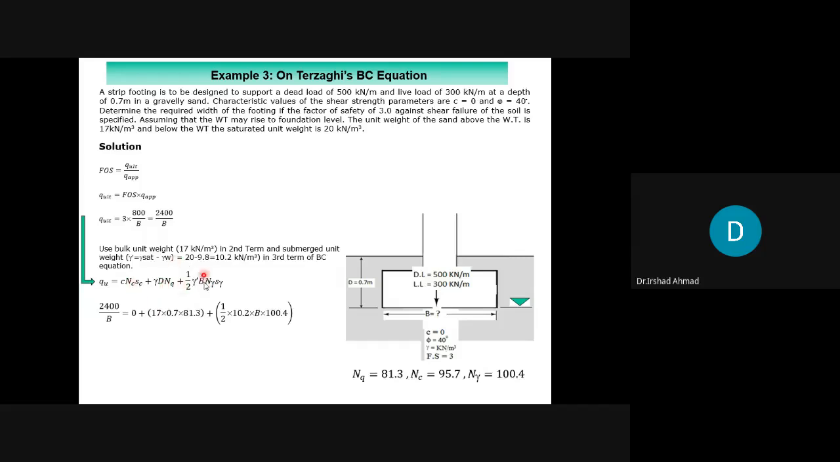You have to incorporate the effect of water table as well. Water table is at the ground level. When water table is at the ground level, the second term is not affected, the third term is affected.